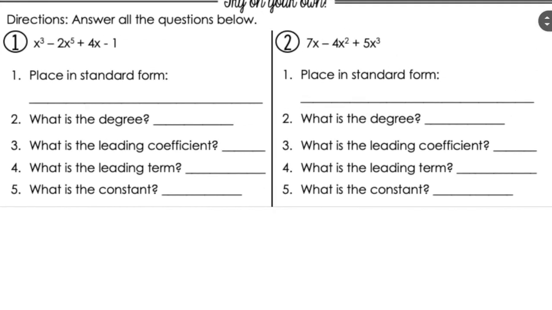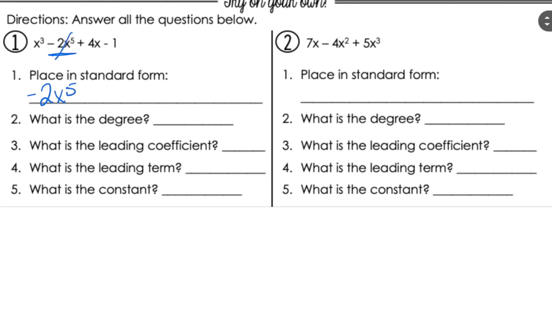All right, so let's get into question number 1. We're going to place it in standard form. We're looking for the term that has the biggest value of my exponent, and that is this buddy over here. So negative 2x to the 5th power. So I'm going to go ahead and write that down. Cross it out because I'm done with it.